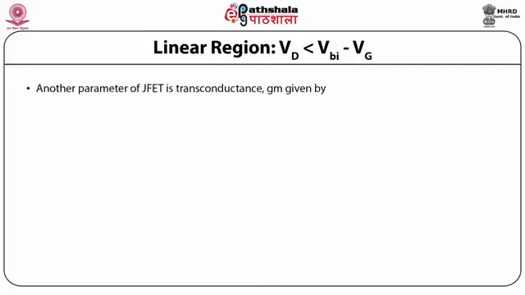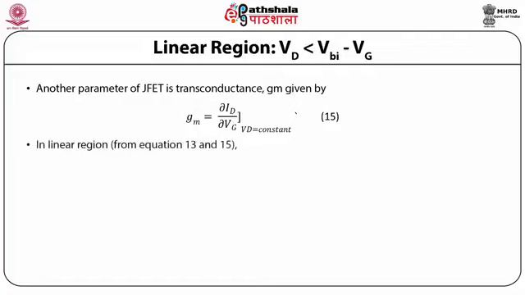Another parameter of JFET is transconductance, which is GM, and it is equal to del ID by del VG at VD constant. And in the linear region, this is equal to IP by 2 VP square multiplied by 1 minus (VBI minus VG by VP) to the power minus half multiplied by VD.